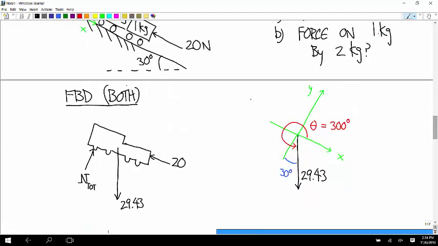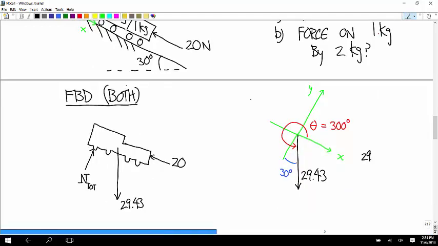And so as components, we have 29.43 times cosine of 300, 29.43 times the sine of 300. And what do you get for that? Can someone calculate that?